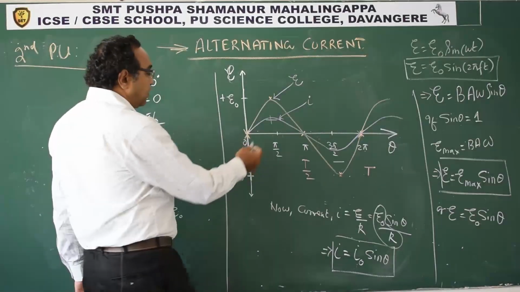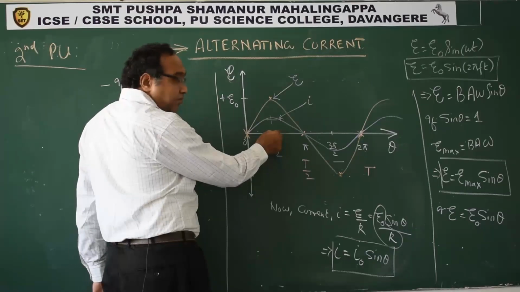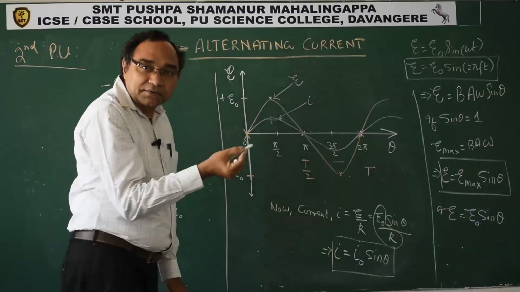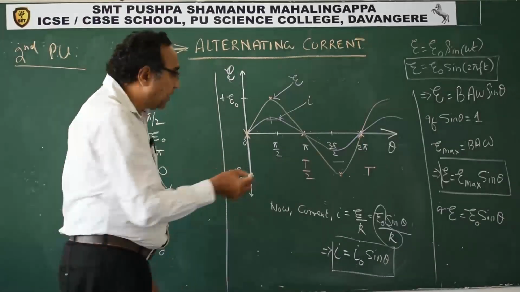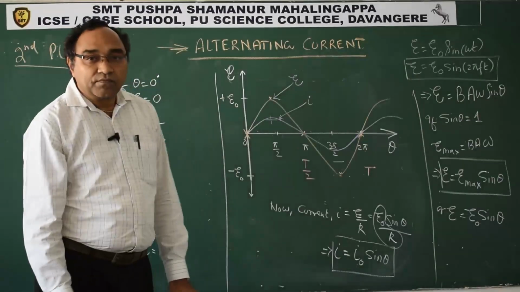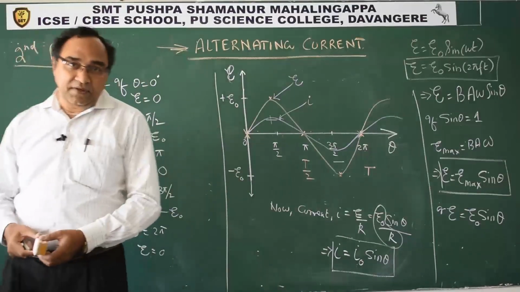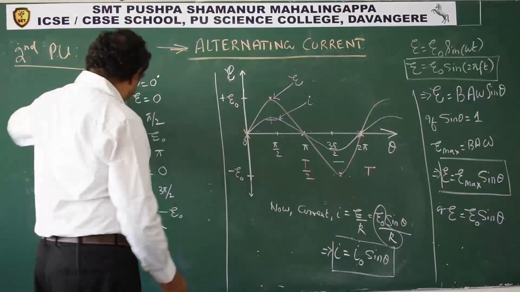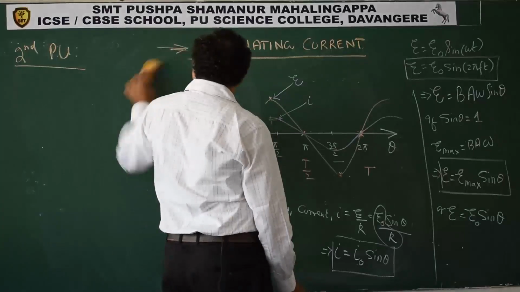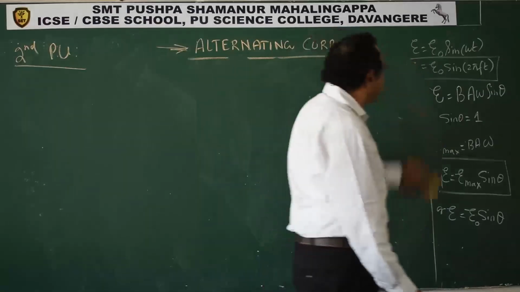Why? Because the value of E naught exists only at this time. Little before and little after, it is not E naught. And observe, at a given time it is becoming 0 also. So what is the value of this alternating EMF? How will you find it? So this is the next topic of our discussion: how to measure alternating current or alternating EMF?